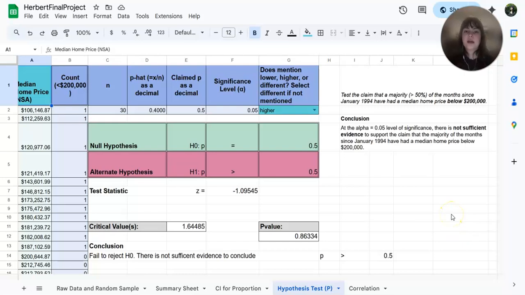I concluded that at the alpha equals 0.05 level of significance, there is not sufficient evidence to support the claim that the majority of the months since January 1994 had a median home price below $200,000. This is failing to reject the null hypothesis, and you can tell because that p-value is quite significantly higher than the significance level.